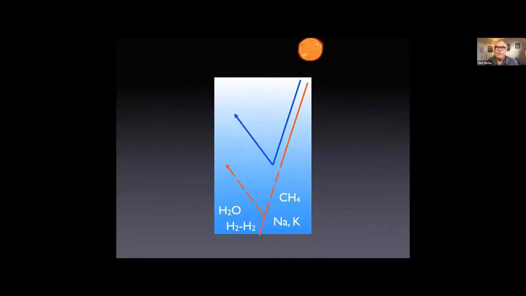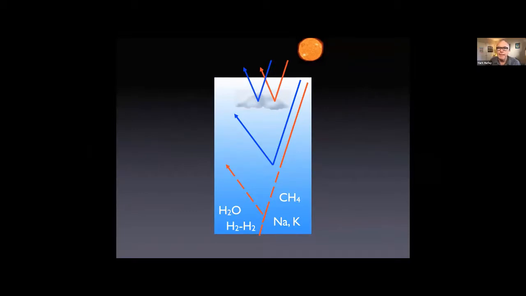But going back to the reflected light spectra, the key thing to remember is it's really all about scattering. If we had a cloudless atmosphere, the blue photons would come in and be more likely to be scattered, whereas redder photons, because Rayleigh scattering is not as efficient in the red, drill down deeper where they're more likely to encounter important absorbers like methane, or in warmer exoplanets, water or sodium and potassium. And so a cloudless planet would tend to be darker in the red.